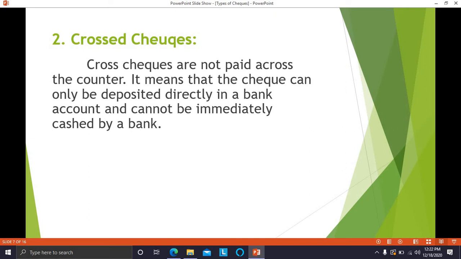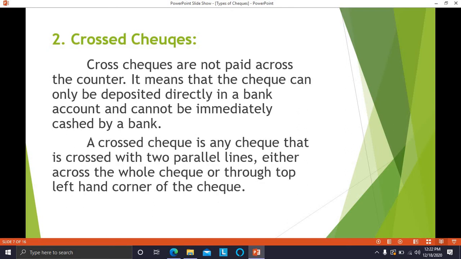So if you get the crossed check and you go to the bank and you want to get it encashed, it will not be encashed. It means that the check can only be deposited directly in a bank account and cannot be immediately cashed by the bank. You have to present the check in the bank, then the amount will be credited in your account, and after that you can withdraw that cash. Immediately it will not be cashed.